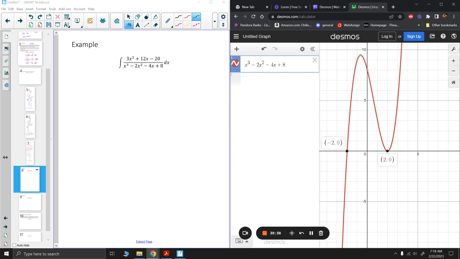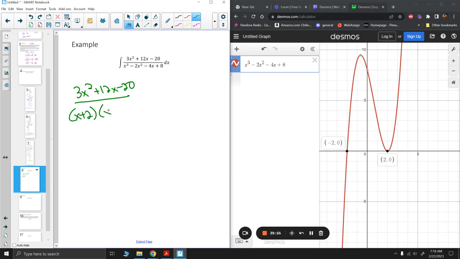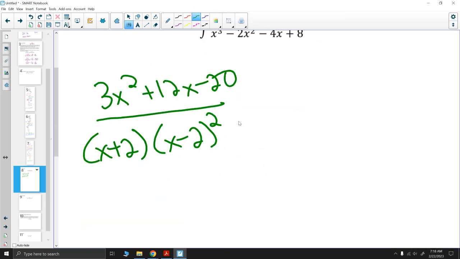So we can tell when we factor this thing, 3x squared plus 12x minus 20 over, this is going to be an x. So if this is a 0, x minus 2, then it factors as an x plus 2. Here, if this is an x, this positive 2 is a 0, that means it factors as x minus 2, and it does it twice. Okay. So again, I just want to show you that factoring is pretty easy if we use a graph instead. It makes it pretty trivial. So we have that as our factor.